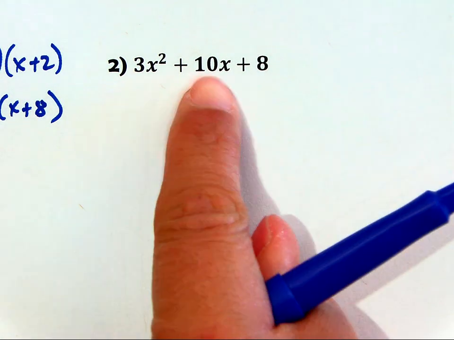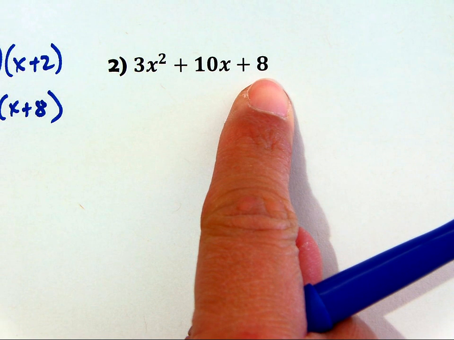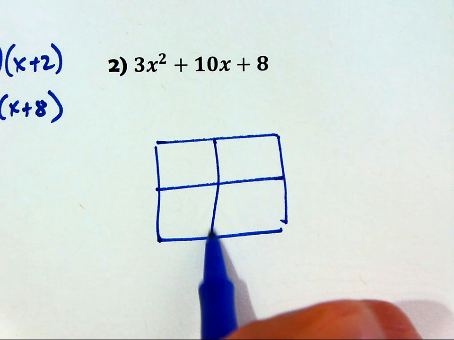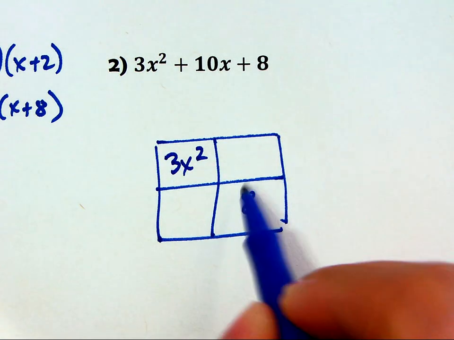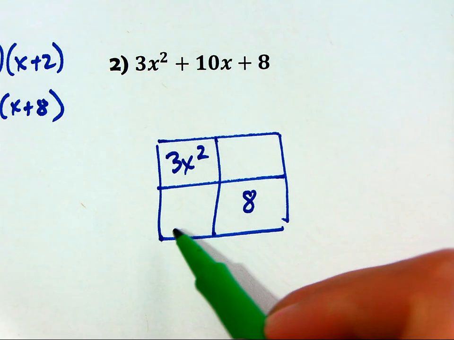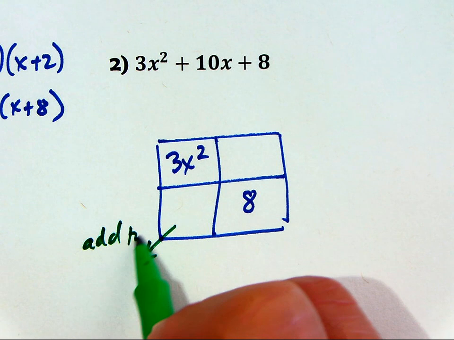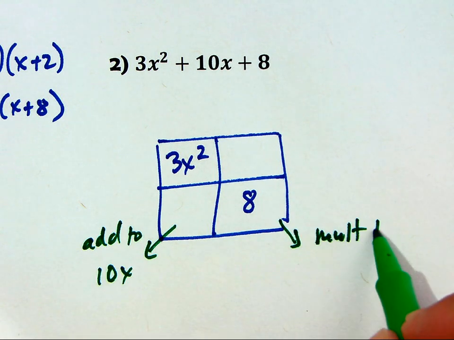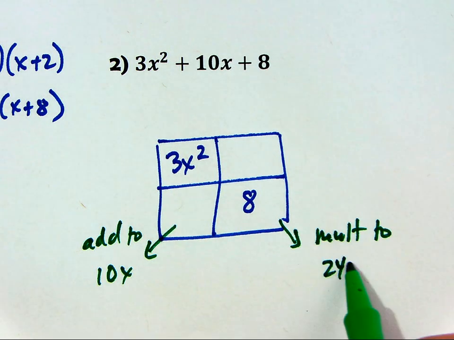Okay, so 3, 10, 8 do not have any common factors among them. So we're just going to go right into our box method. First term, first box. Last term, last box. Okay, our two diagonals will add up to 10x, and at the same time have to multiply to, let's see, 3 times 8. That's going to be 24x squared.